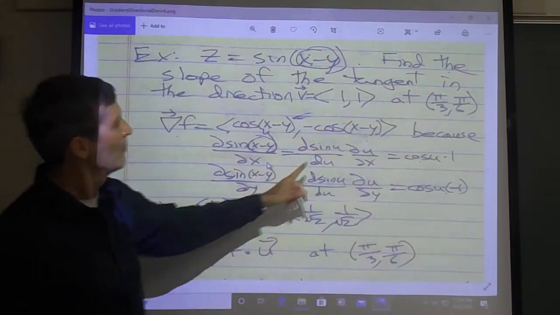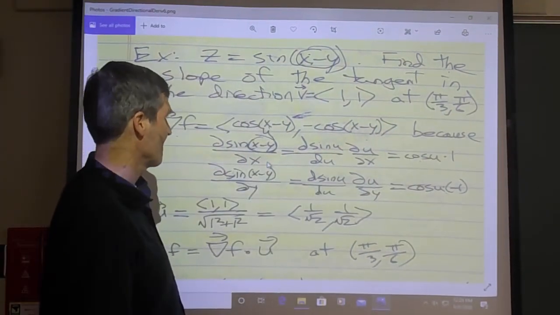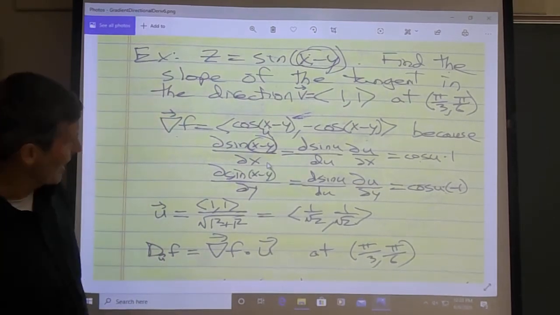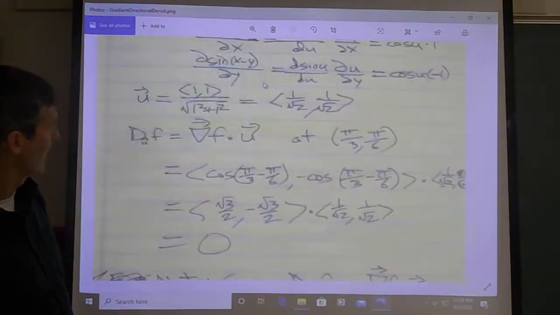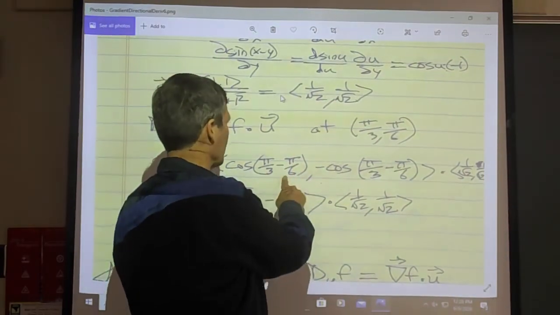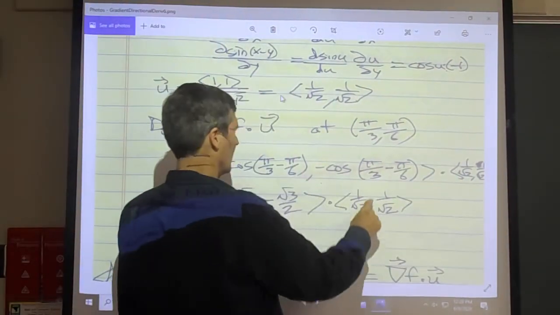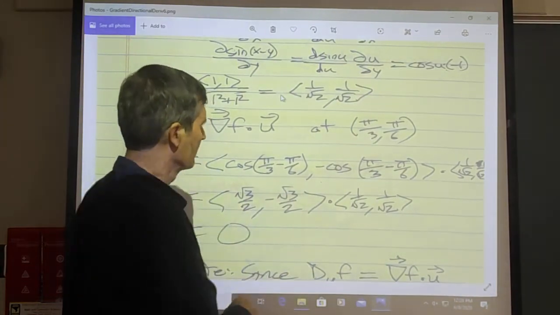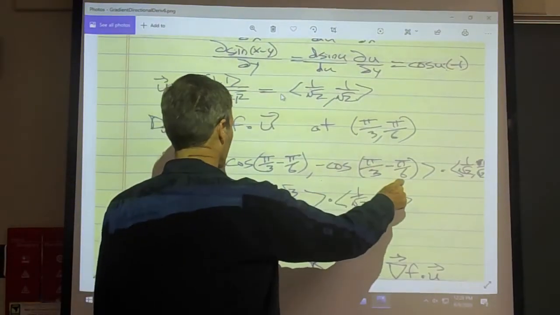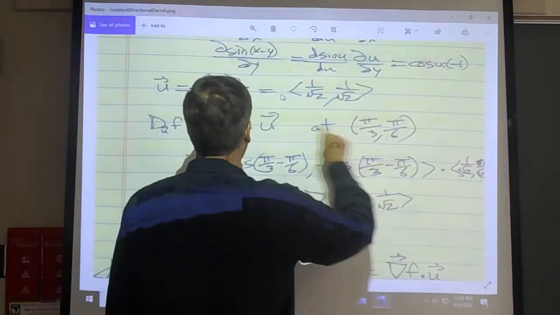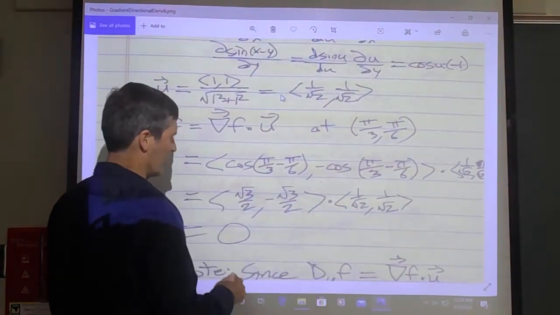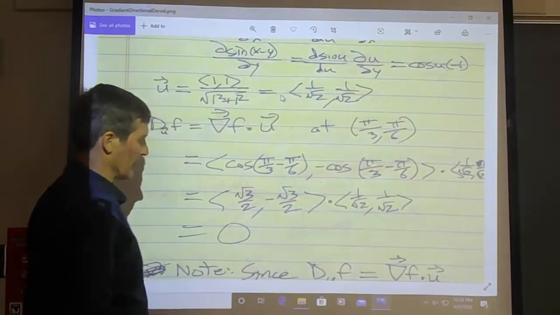At the point pi over 3, pi over 6, we need to evaluate it. Cosine x minus y is cosine of pi over 6, which is square root 3 over 2. Minus cosine is the same as minus square root 3 over 2, and we're going to dot product that with u. So gradient of f dot u at the point gives us this dot product, which comes out to be, well, these cancel, you get 0.